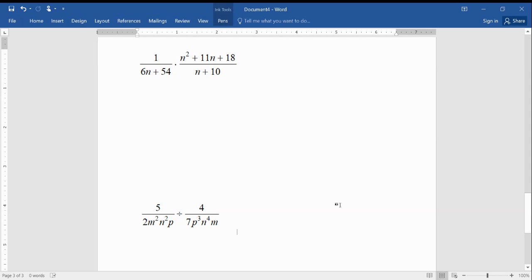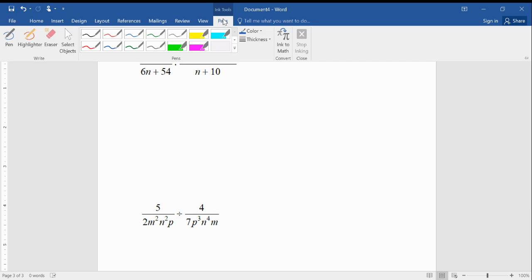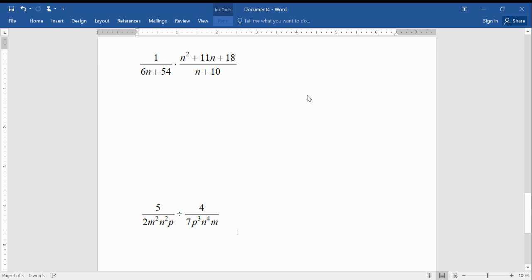All right, let's do a little simplifying with some multiplication and division. Remember, when you are multiplying, what you're trying to do is factor and cancel. That's usually the name of the game. And when you're dividing, it's basically the same thing. You're just trying to keep, change, flip, and then do the same thing. All right. So let's look at this first question.